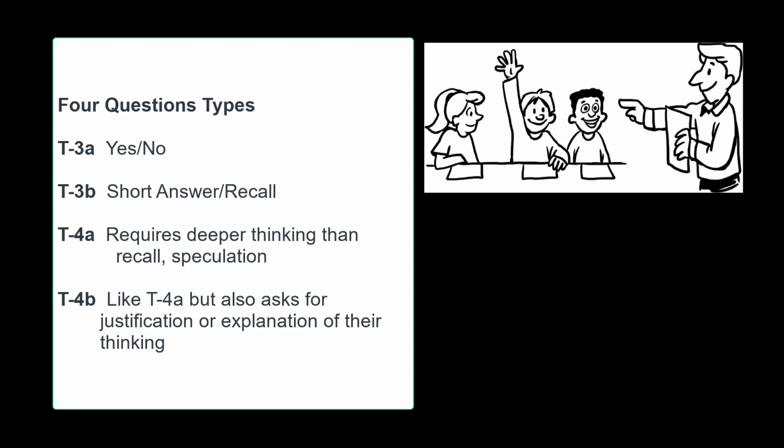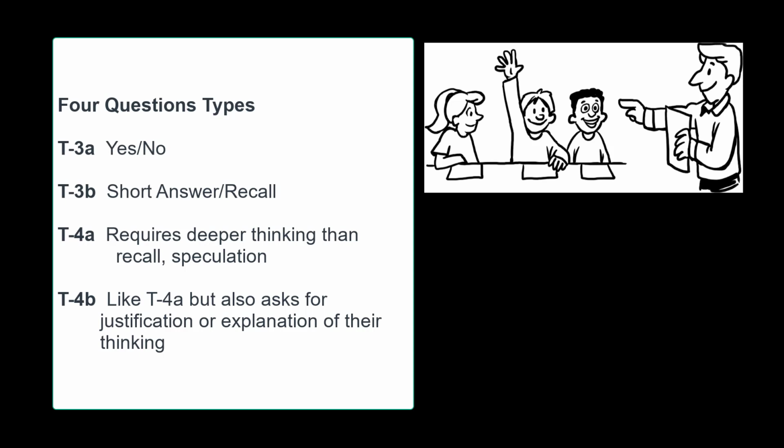Now T4A and T4B are what we call higher level questions in this system. So T4A is a question that is asked that requires deeper thinking than recall, perhaps speculation on the student's part. So if we start out with a question that goes, what might be the reasons for? That would be a T4A. Or what do you think might happen if? Or how do the author's writing styles compare in terms of being similar or different? When you're asking students to compare and contrast, that certainly is a deeper thinking question.